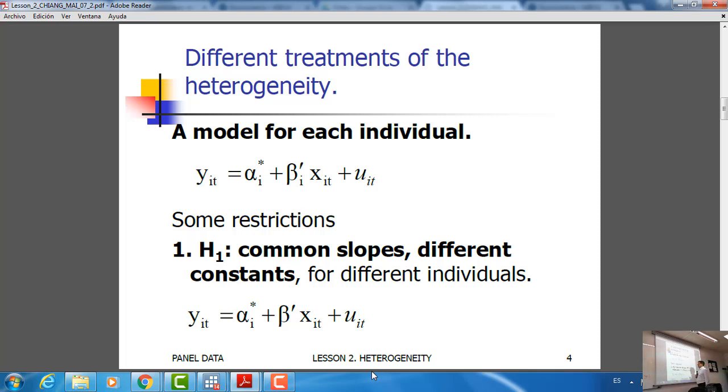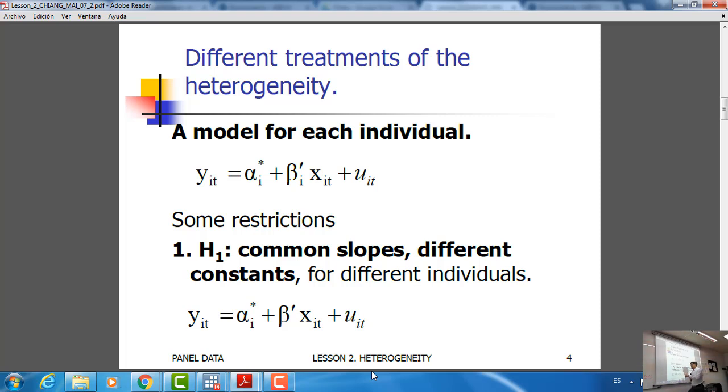So we are here with too many parameters. She says that these are too many parameters, so let's try to impose restrictions. We want to impose restrictions that are accepted by the data, not rejected, and that are useful. Some restrictions here are the following.